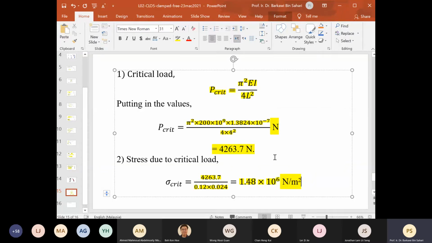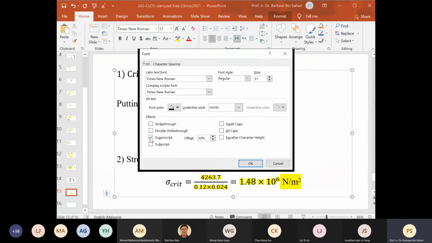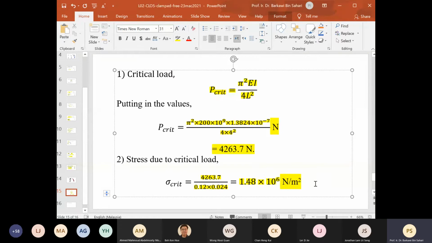Okay, so in this case, it doesn't say which unit. So I got 1.48 times 10 to the power of 6, which, if it were required to be in megapascal, becomes equal to 1.48 megapascal. Okay, so make sure you put the unit right. Any questions on this?